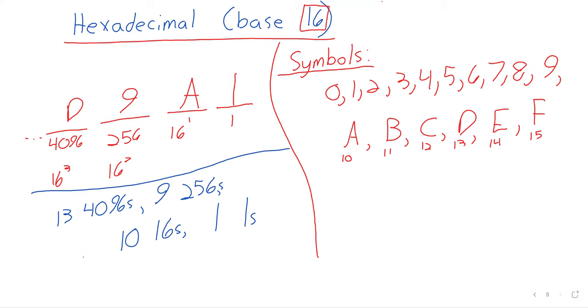And as for what that is, well, we have 13 times 4096, and we have 9 times 256, and we have 10 16s. And we have 55,713.